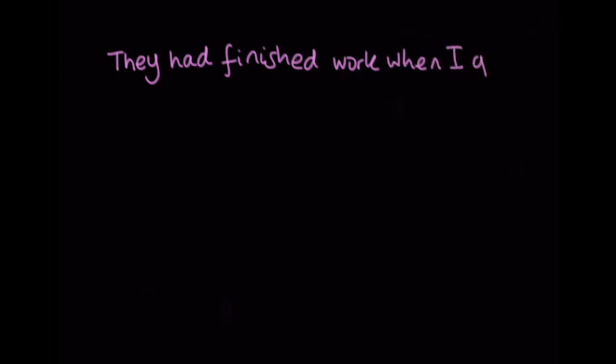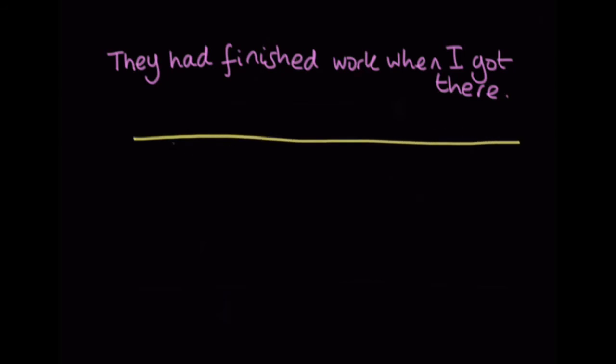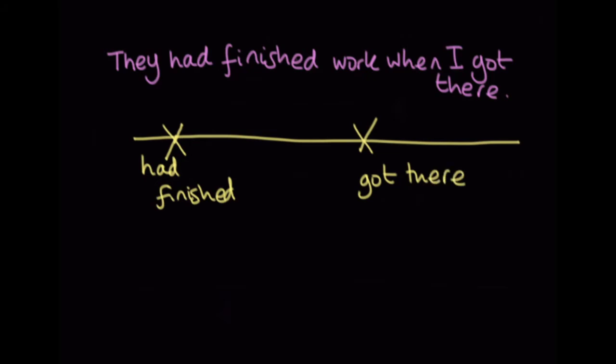So they had finished work when I got there. So here you can see the first verb had finished is in the past perfect, and the second verb is in the past simple. So let's look at a timeline. Here we've got had finished, an earlier past, and we've got there. So here, because you've used the past perfect and the past simple, you can tell the order of events. You can see that had finished, being the past perfect, is an earlier event than the got there, which is in the past simple. So you know the order of events purely by the use of the verbs.